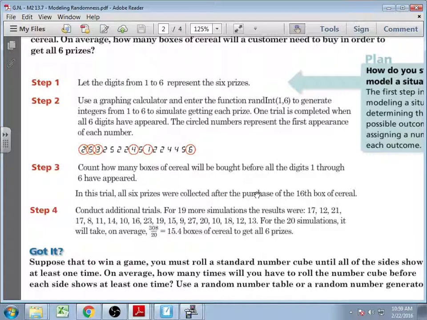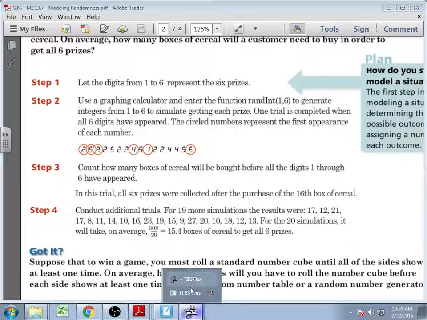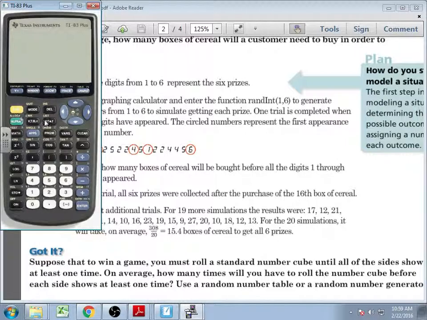So let's check this out. I want to see if live right now we get the same result as what they got. On our TI-83, the button you want to find in your calculator is random integers. Here's how you get to it. Where did I find it? List. Just found it. 15.4 boxes of cereal.